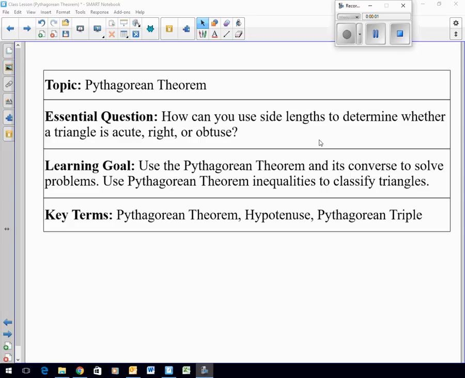Today we're going to talk about the Pythagorean theorem. How can you use side lengths to determine whether a triangle is acute, right, or obtuse? We're going to use the Pythagorean theorem and its converse to solve problems, and use Pythagorean theorem inequalities to classify triangles. Let's talk about the Pythagorean theorem and the hypotenuse.